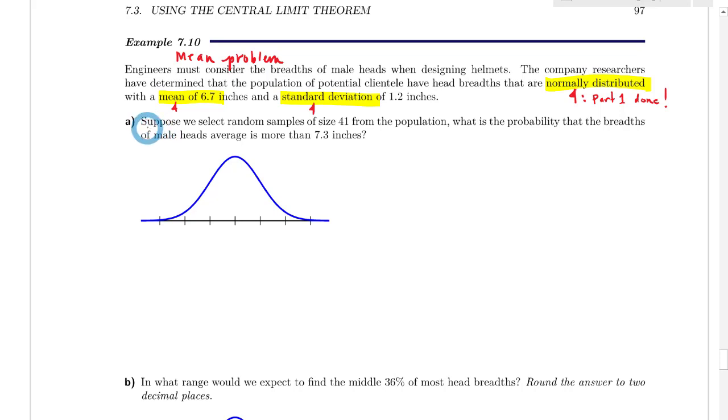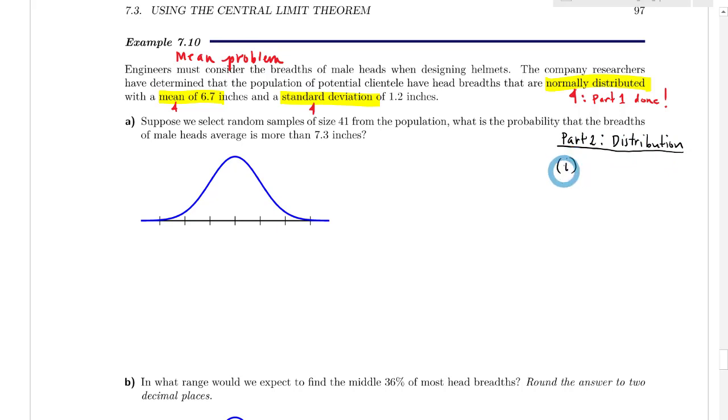So in this first example, we have: suppose we select random samples of size 41 from a population. What is the probability that the breadth of male heads average is more than 7.3 inches? The first thing I want to do is a part 2 away over here and put the distribution, because I don't want it to interfere with the problem itself.